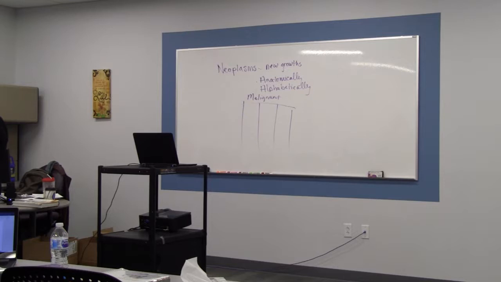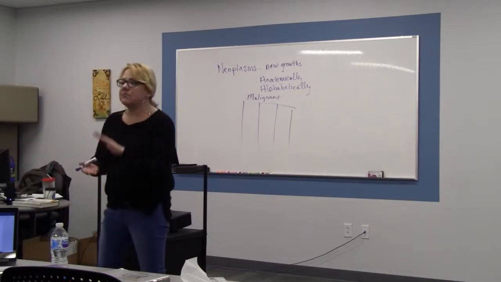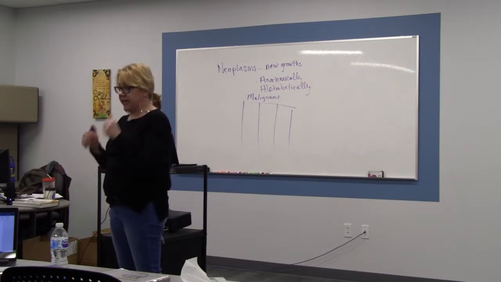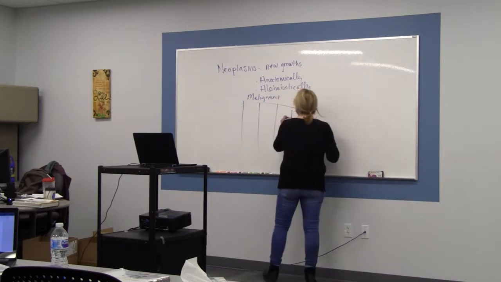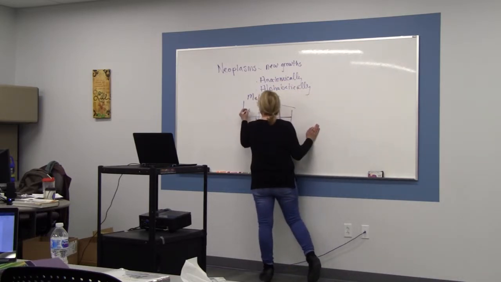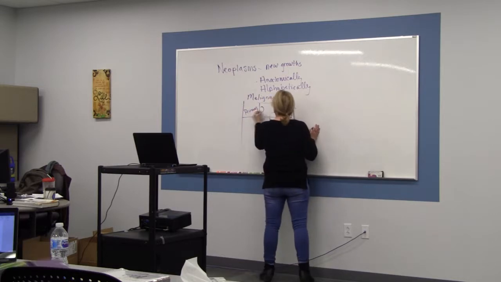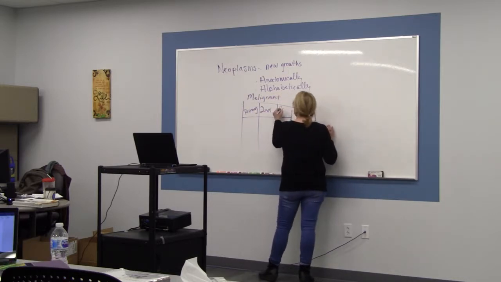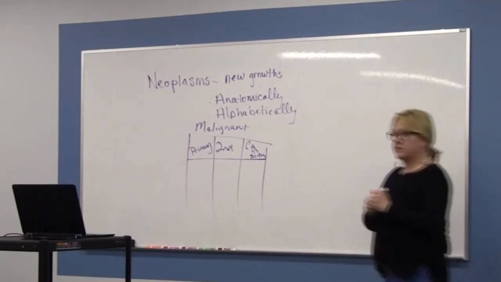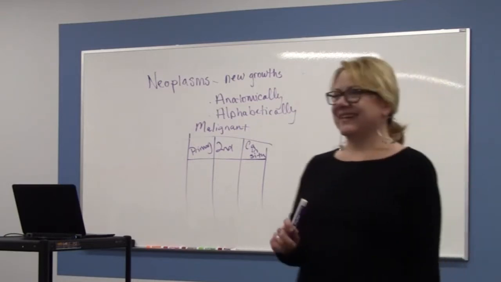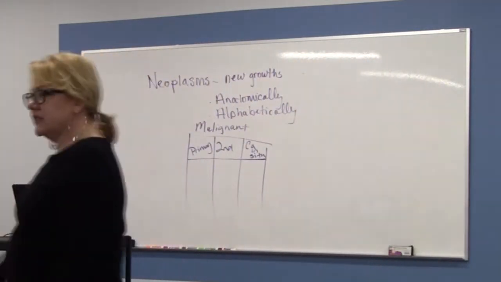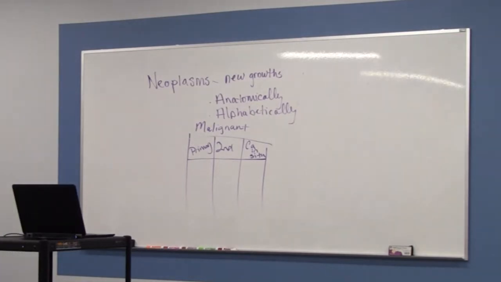Malpractice. Malware. Maleficent. Mal is bad. So it's cancer. So under malignant, I've got primary, I've got secondary, and then it says CA in situ. Those columns. Primary means what it sounds like. It's my original site of cancer, correct?